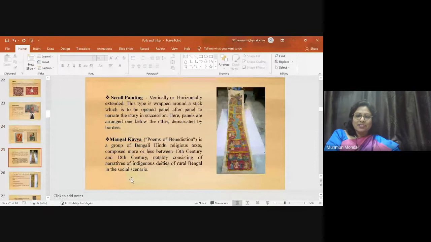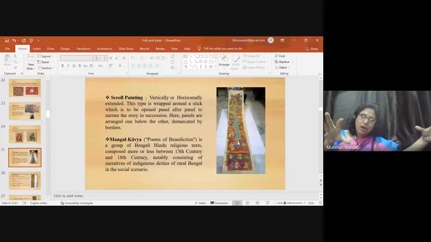See, Bengal painting, that is Pattachitra painting, is very much a folk painting influenced by the definitely mythological stories. But their stories are something different from the Odishan Pattachitra. So this is the regional differentiation. I'm just discussing this so that you can get the basic idea about the regionalization in folk painting, folk art and folk culture.